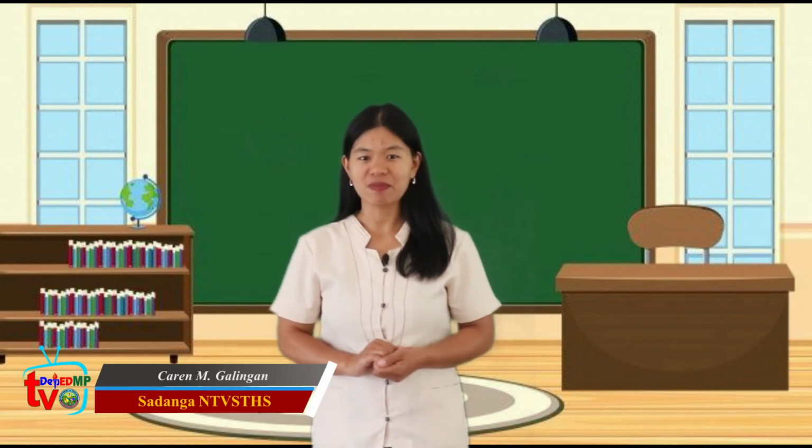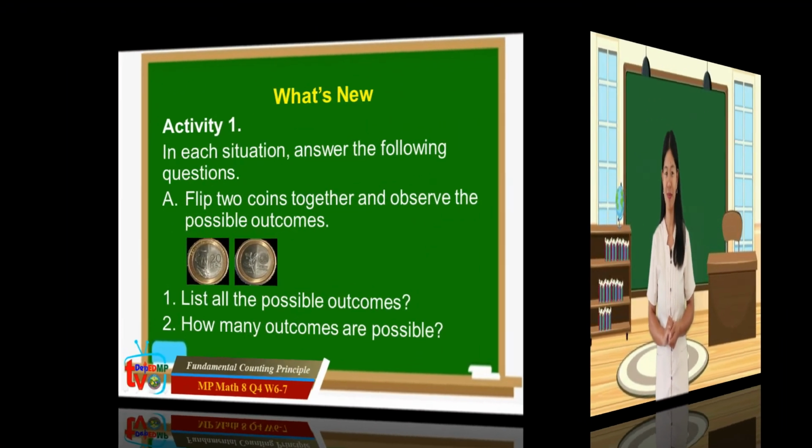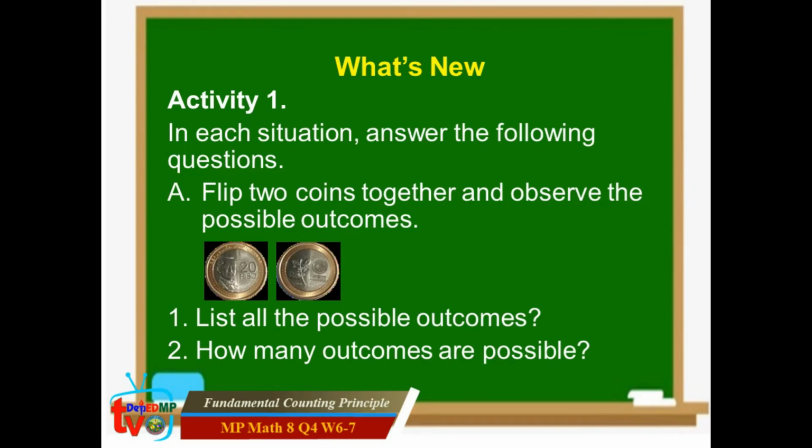In this activity, you are required to use a coin. Do you have it? Bring out 2 coins for you to use in this activity. You may pause this video and resume after answering. For activity 1, in each situation, answer the following questions. Letter A, flip 2 coins together and observe the possible outcomes. 1. List all the possible outcomes. 2. How many outcomes are possible?